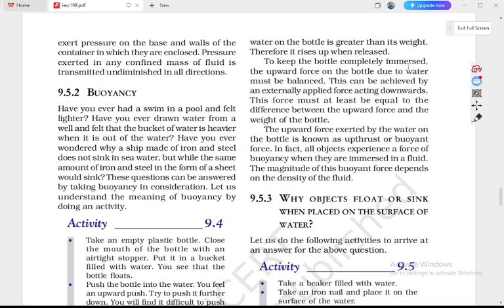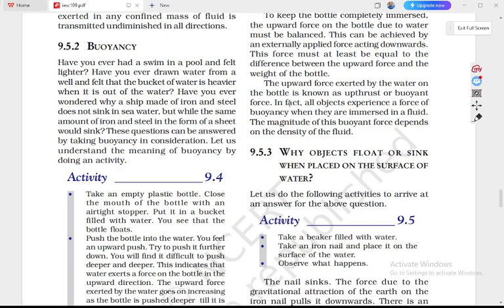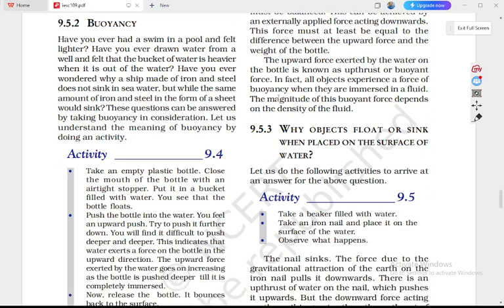To keep the bottle completely immersed, the upward force on the bottle due to water must be balanced. This can be achieved by an externally applied force acting downward. This force must be at least equal to the difference between the upward force and the weight of the bottle. The upward force exerted by water on the bottle is known as upthrust or buoyant force. You have to remember this: the upward force exerted by the water on the bottle is known as the upthrust or buoyant force.